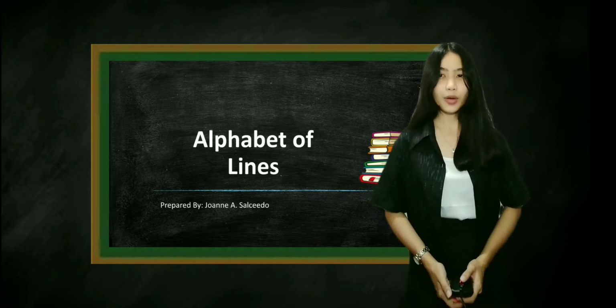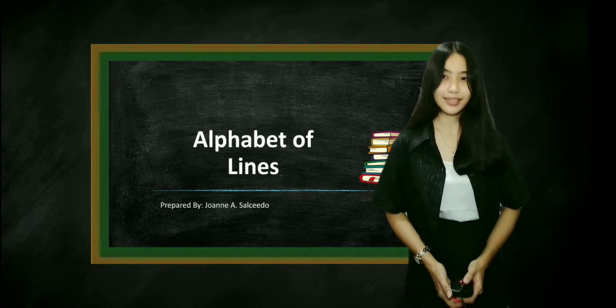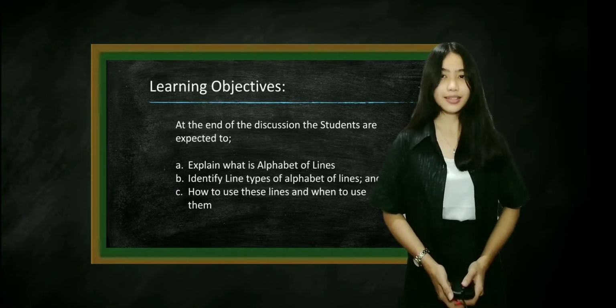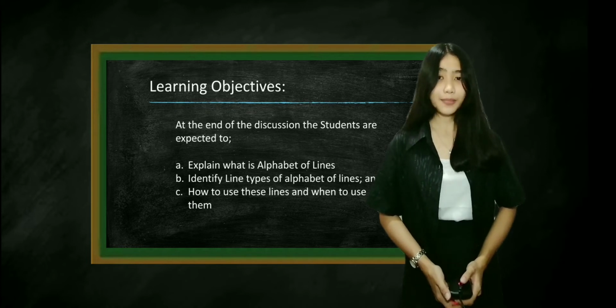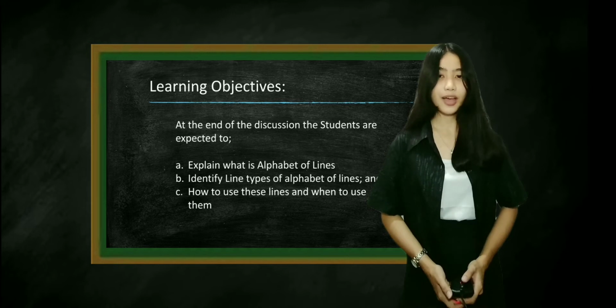Before we proceed to our discussion, let me discuss first our learning objectives. At the end of the discussion, the students are expected to explain what is alphabet of lines, identify the different types of line, and know the use of each line types and when to use them.